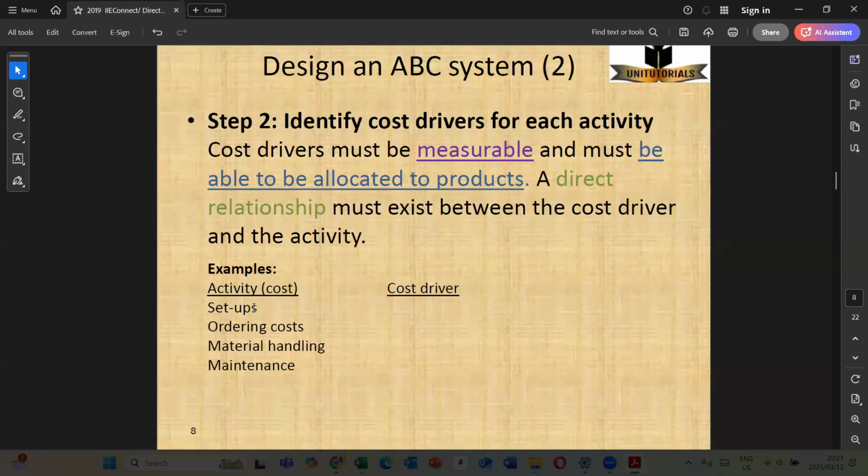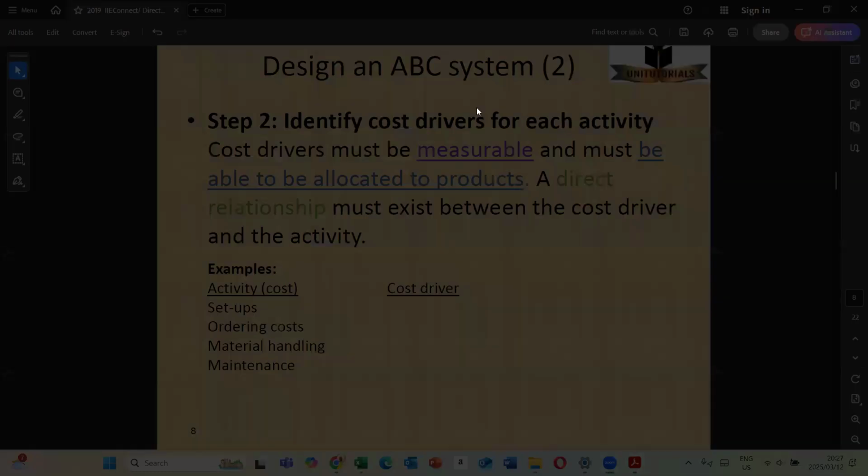For example, activity cost. Maybe we have a cost of 10,000 for setup. We spend 10,000 to set up. What is the cost driver for setup? We can agree we can use the number of setups. Ordering cost. What could be the cost driver for ordering cost? Anyone, guys? What can we use as the cost driver for ordering? What can drive this? Number of orders, right? Perfect.